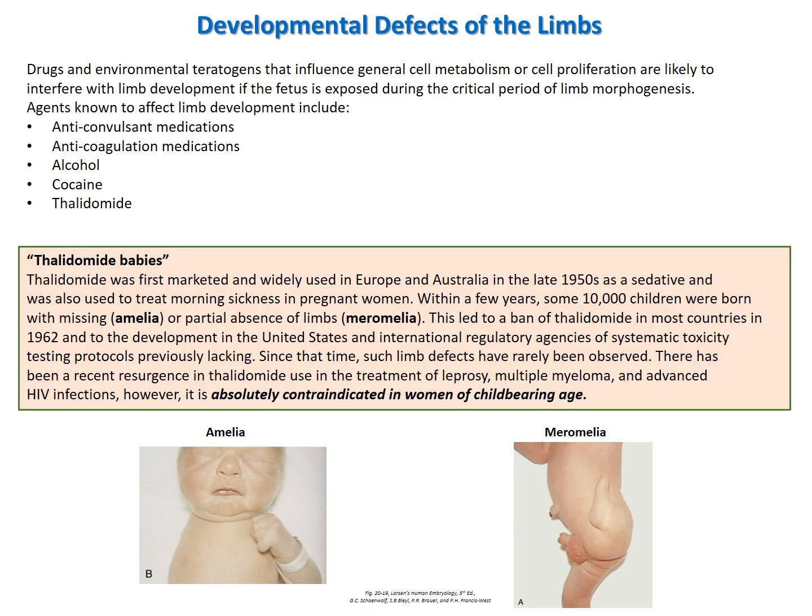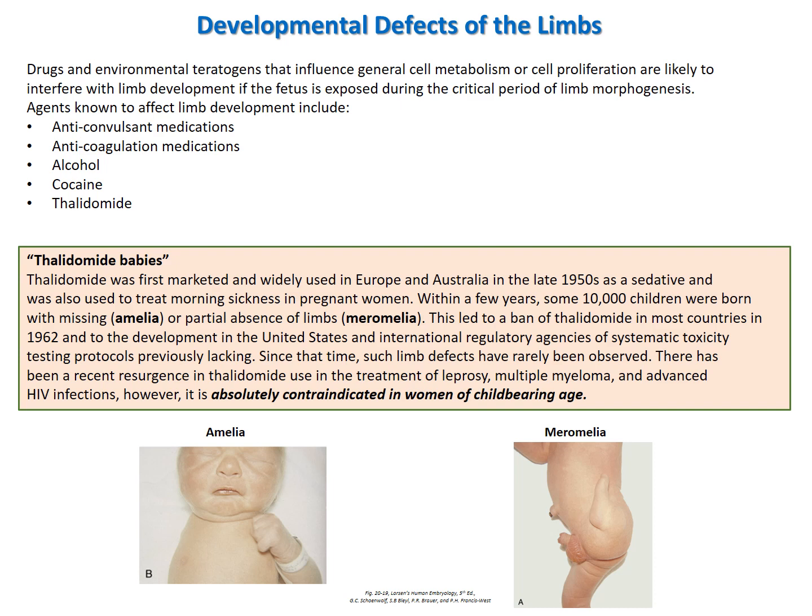The last 2 slides describe some additional developmental defects of the limbs. Drugs and environmental teratogens that influence general cell metabolism or cell proliferation are likely to interfere with limb development if the fetus is exposed during the critical period of limb morphogenesis. Agents known to affect limb development include anticonvulsant and anticoagulation medications, alcohol, cocaine, and thalidomide. The latter has profound, devastating effects on limb formation.